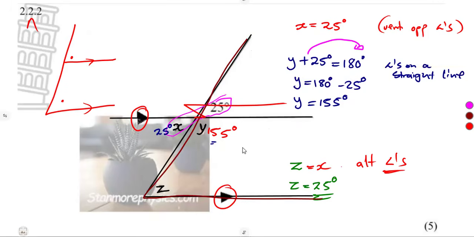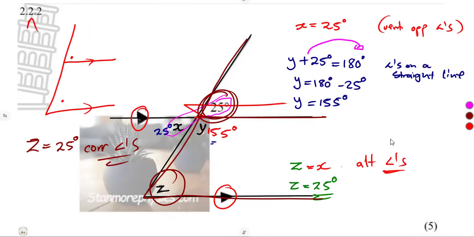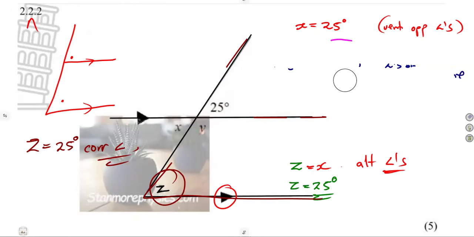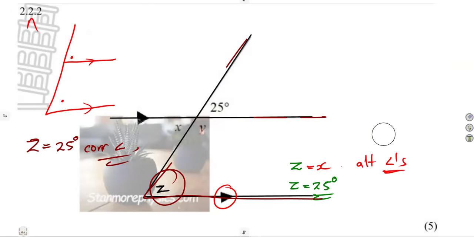If you check properly there, there's an F. So the 25 degrees and the Z. So Z is directly equal to 25 degrees from where? Corresponding angles. F angles. Guys, it's in your hands. To answer these questions, it's in your hands.